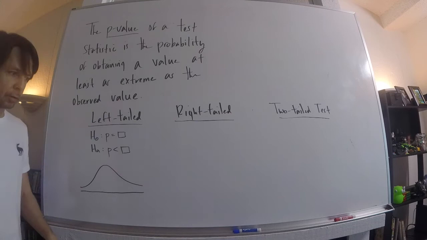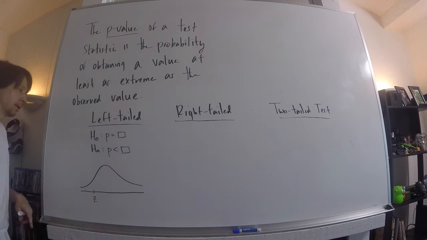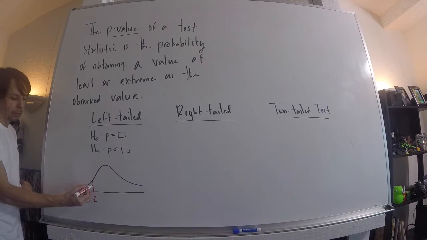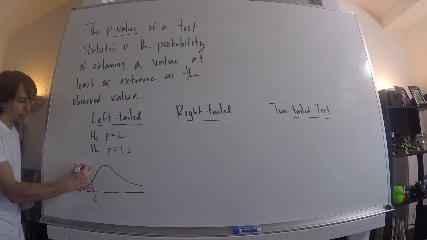And then we'll get the z. And then the p-value that we're going to be looking for here is the probability of getting something at least as extreme. And since we're doing testing this lesson, at least as extreme is everything this way. What's the probability of getting something like that or below? And so your p-value is going to be that left tail probability, hence the term left tail.